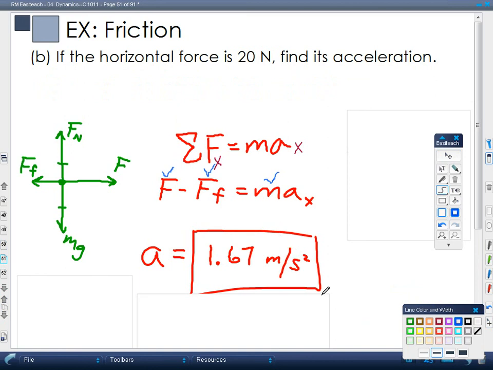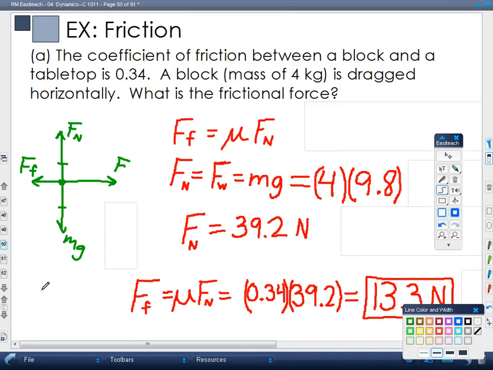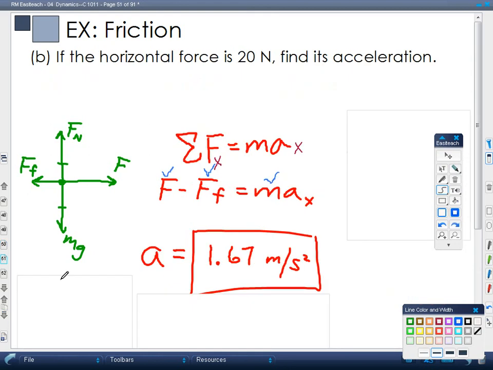And if on a quiz I ask you for the direction, you would say to the right based on this diagram. But look at the problem. The problem never actually specified what direction. It just said that there's a horizontal force. Well, let's go back here. Maybe I did specify. Nope, it just says it's dragged horizontally. So all you can say is the magnitude of the acceleration is 1.67.